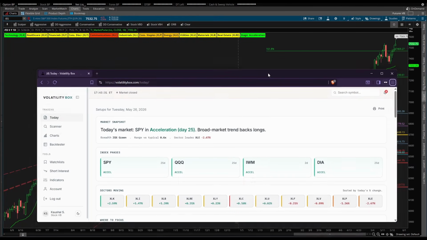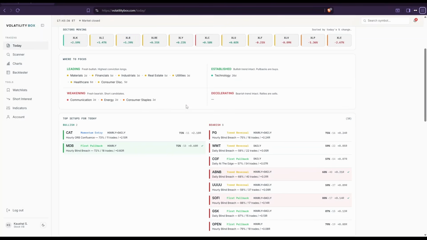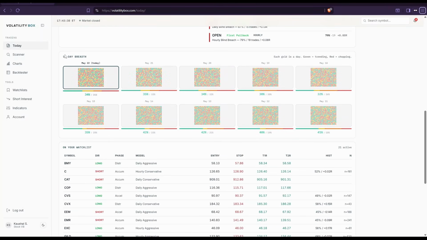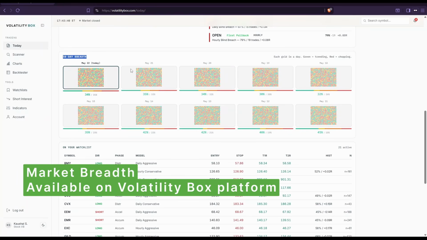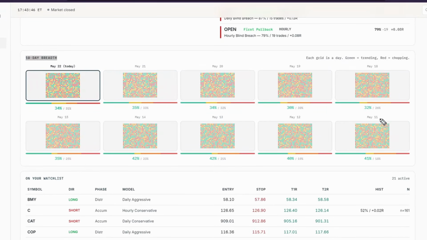So now we bring in the market breadth. I think the market breadth is the easiest way to essentially x-ray the market. And we plot that right down on our Volatility Box platform on the Today page, and you can read it very simply. This is what's happening over the past 10 days, and if we take a look at May 11th, for example, the bulls had a lot more control compared to the bears. 41% market breadth tilted to the bullish side, 18% towards the bears. So very clearly strength on the bulls.